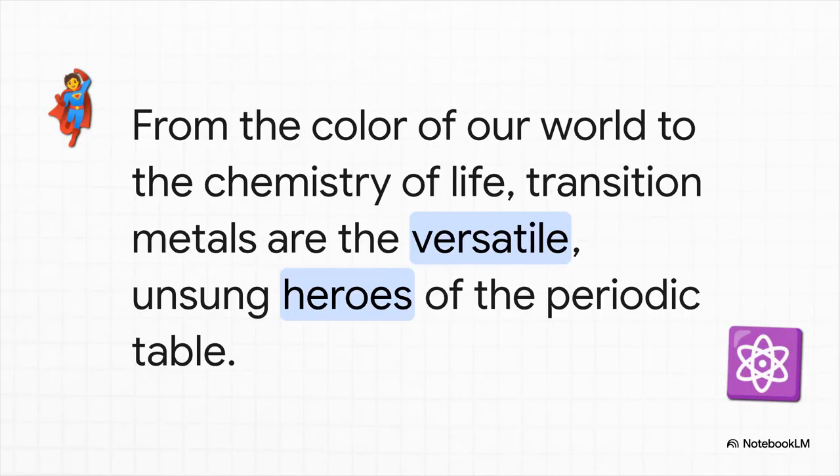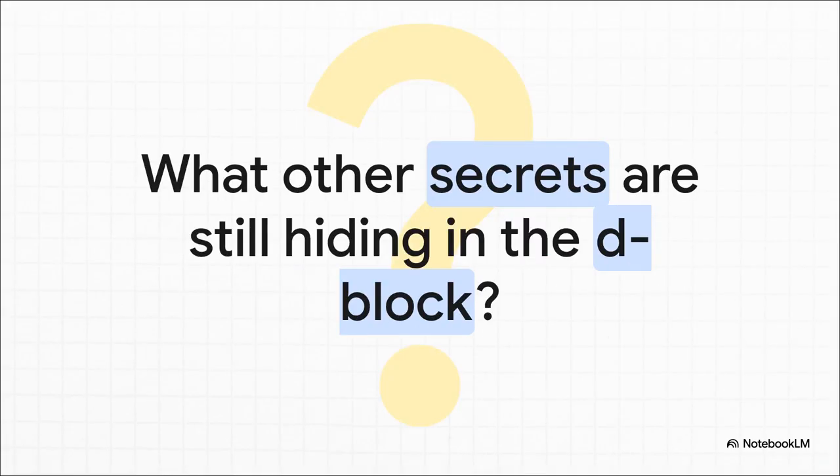So from the brilliant blue of a copper solution to the chemical shape-shifting of vanadium, the industrial power of iron, and the life-saving precision of platinum, it's pretty clear that transition metals are absolutely the versatile, unsung heroes of the periodic table. All of their unique properties, every single one we've talked about, all stem from that one simple fact: having an incompletely filled d orbital. It has shaped our entire world, inside and out.